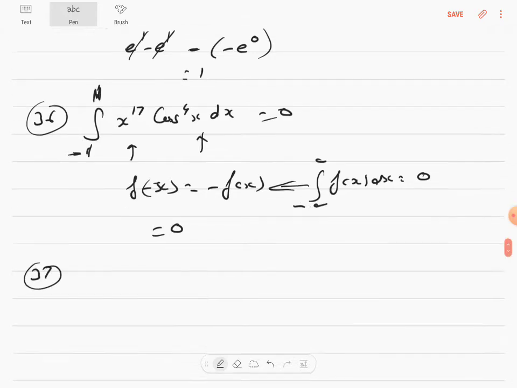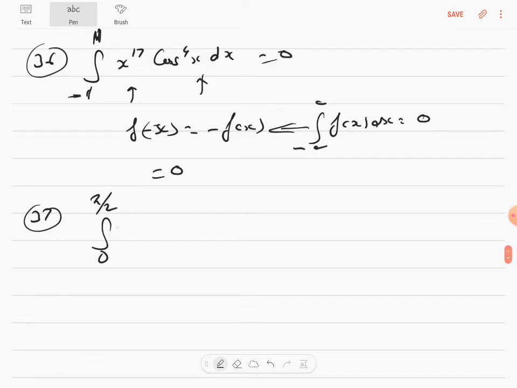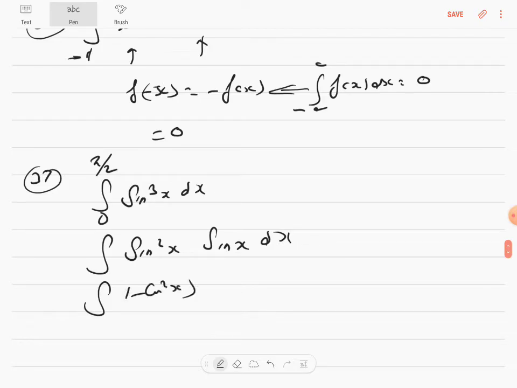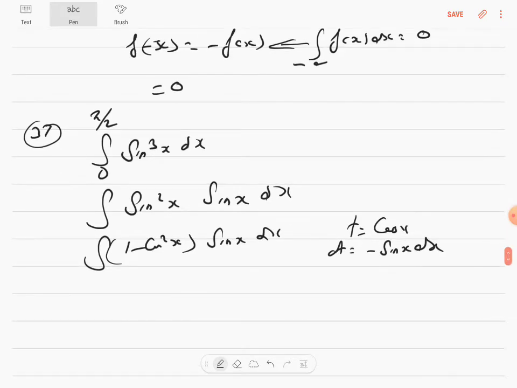So the 37th question, 0 to pi by 2, sine cube x dx. Okay, I have told you it's sine square x into sine x. There is no point in using the first property because it will become cos cube x, and if you are going to add it, it's going to be a minus b, a plus b into a square plus ab plus b square. Let's not do that. Okay, so let's just write it normally and do it as 1 minus cos square x into sin x into dx. Let t equal cos x, then dt itself is minus sin x dx, and this becomes minus dt.